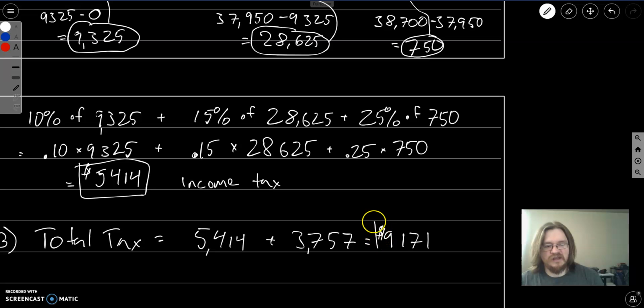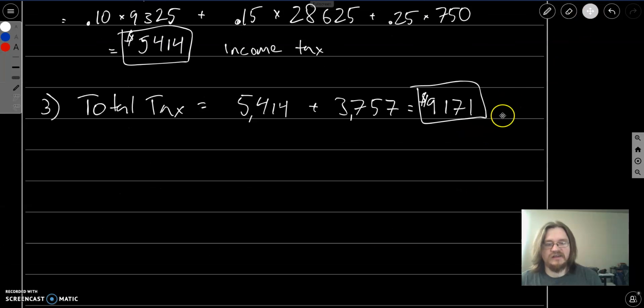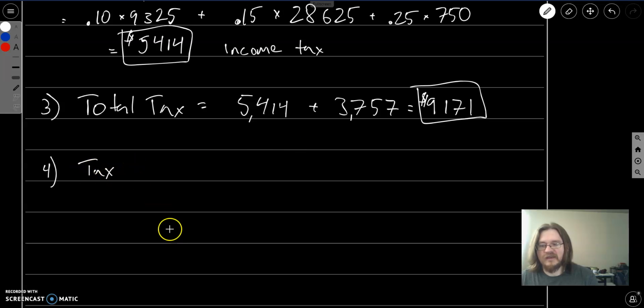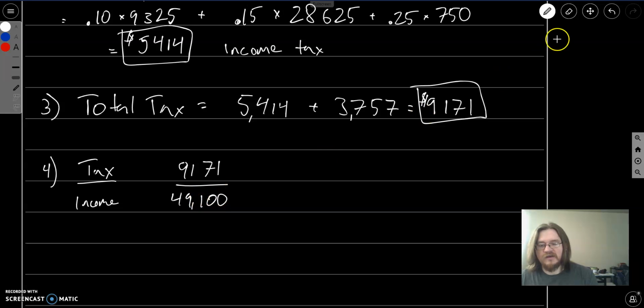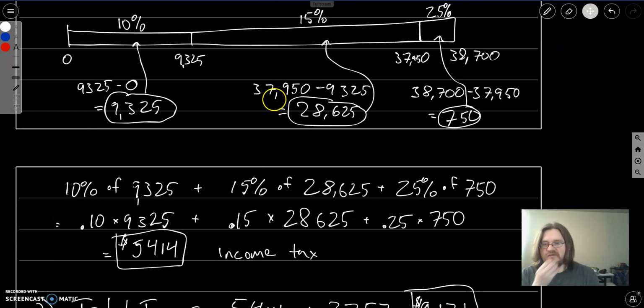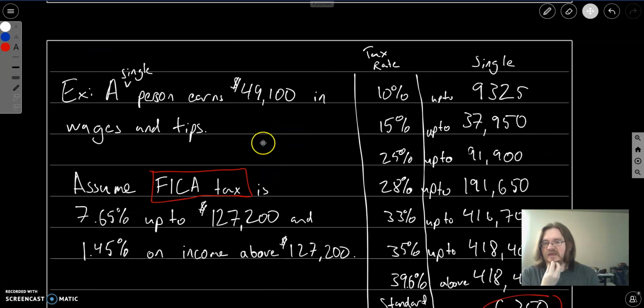So this is how much their total taxes that they'll need to pay, and for completeness, we can figure out exactly what percent, what is their overall tax rate. So for instance, how much did they pay in taxes? Divided by, well, how much did they actually earn? What was their income? And that was, I think, 49,100, if I'm remembering correctly. So yeah, they earned $49,100.